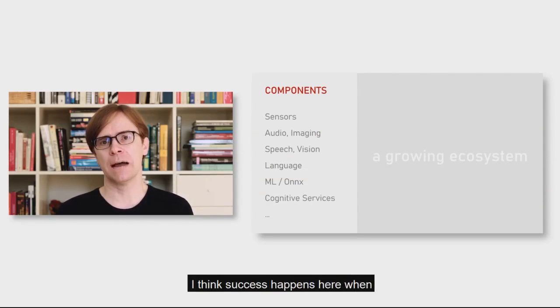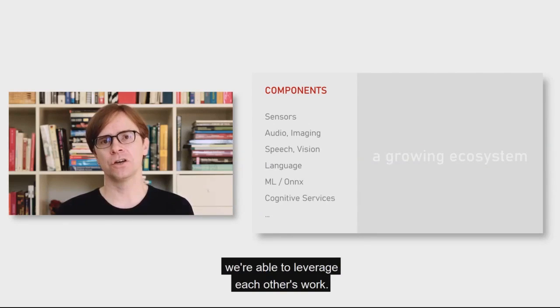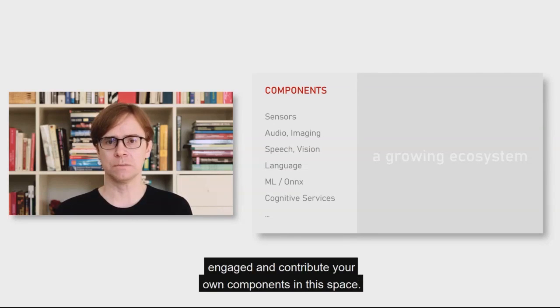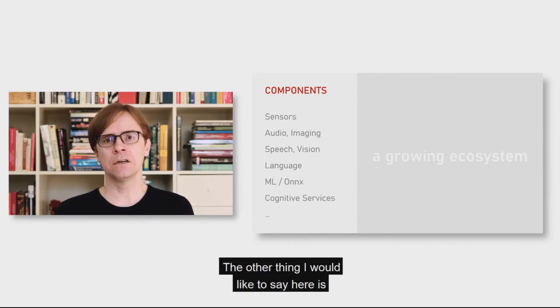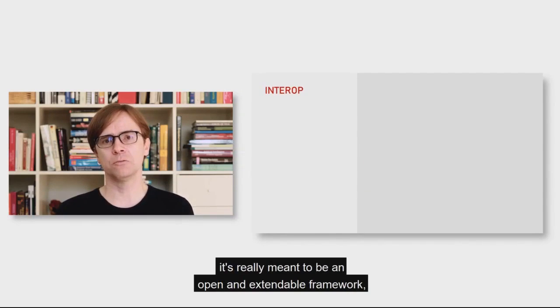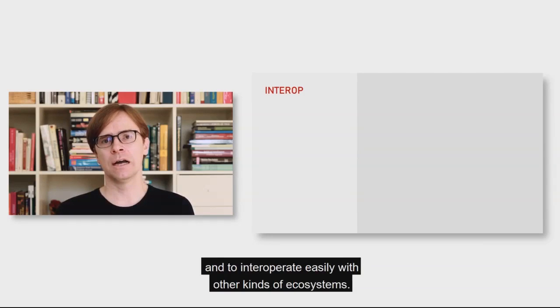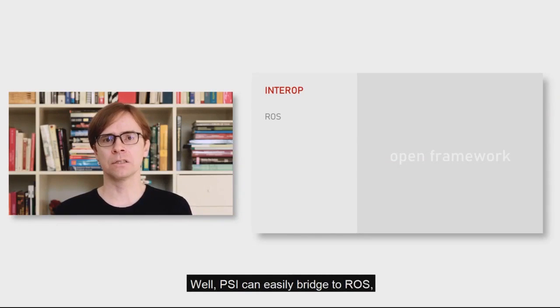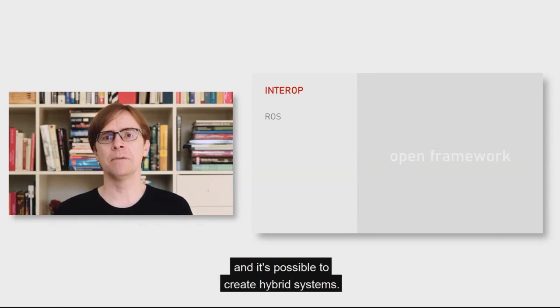I think success happens here when we're able to leverage each other's work. So we're hoping more of you will get engaged and contribute your own components in this space. The other thing I would like to say here is that while Psi is an open source framework, it's not just open source. It's really meant to be an open and extendable framework and to interoperate easily with other kinds of ecosystems. So for instance, ROS is a framework that's very frequently used in the robotics community and provides a number of important affordances. Well, Psi can easily bridge to ROS, and it's possible to create hybrid systems.